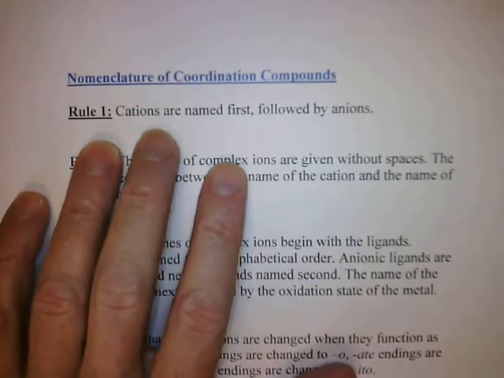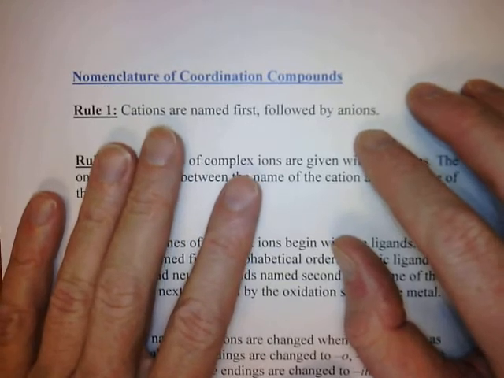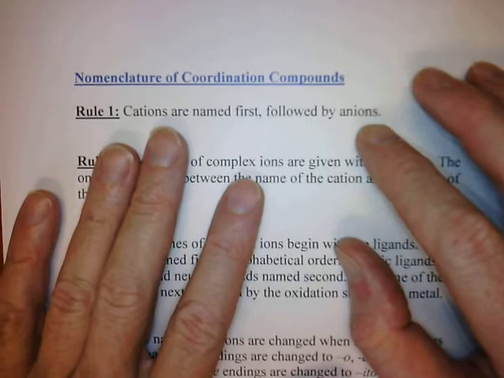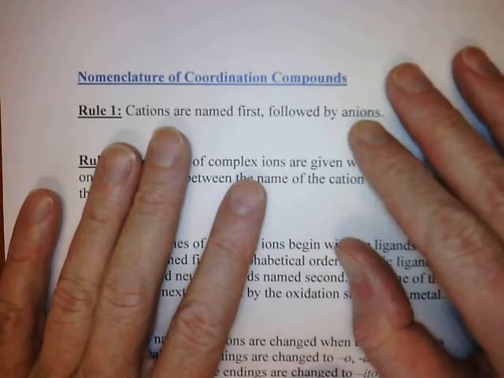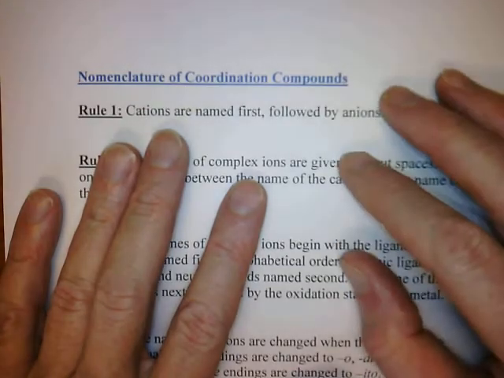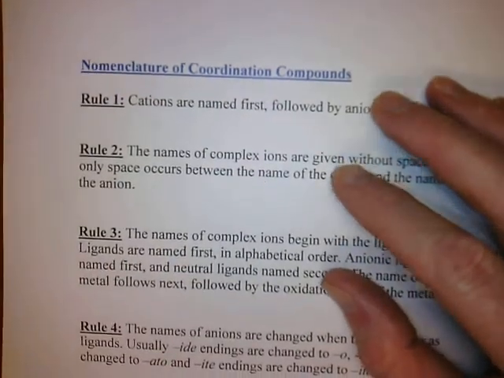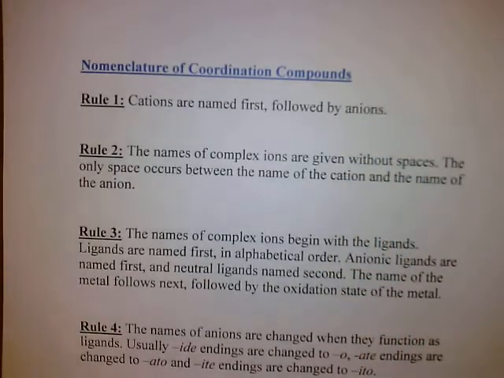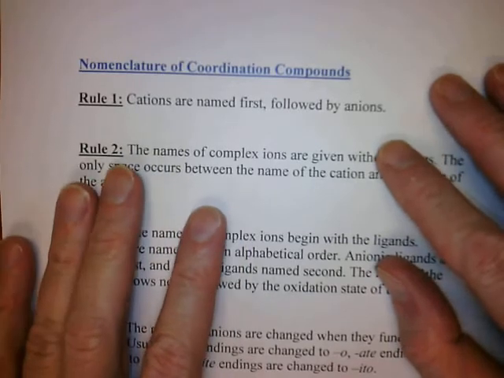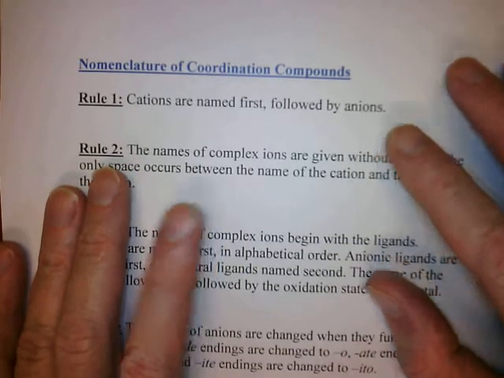Alright, so this is a continuation of our discussion on coordination compounds. This time we're going to talk about nomenclature of coordination compounds. There's a lot of rules here. Some of it's borrowed from naming ionic compounds, some of it's borrowed from naming covalent compounds. Some of it may seem familiar, but I don't think it will be as bad as it seems at first after we go through a couple of examples.